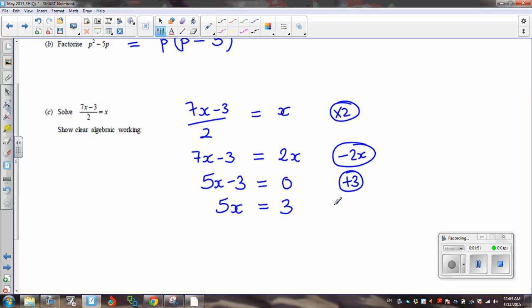Now, I want to get x on its own, so I'm going to divide by 5. So I'm going to divide both sides of the equation by 5. If I divide the left-hand side by 5, 5x divided by 5, well, that just leaves me x. On the right-hand side, 3 divided by 5, well, I can write it as a fraction. So it's 3/5, which is the correct answer. Or if I want to, I can change that to a decimal, which is 0.6. Both of those are equally correct.